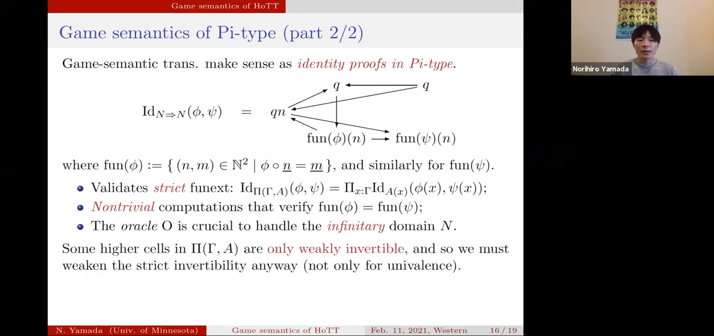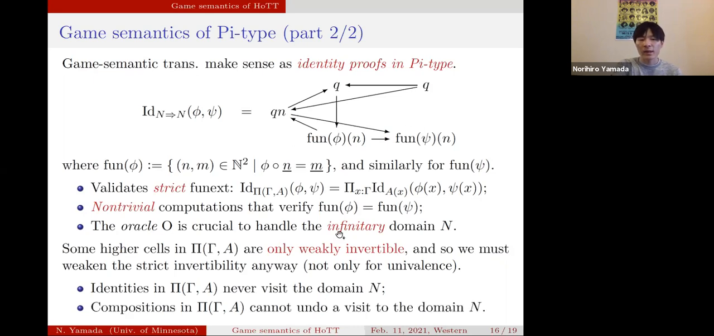And let me finally add another interesting point. Namely, higher cells in pi are only weakly invertible, even if the higher structure of N, the natural number game itself, is trivial and trivially strictly invertible. Because identities in pi, or reflexivity in pi, are strategies that never visit the domain. So diagrammatically, it just stays in the codomain and plays like this.